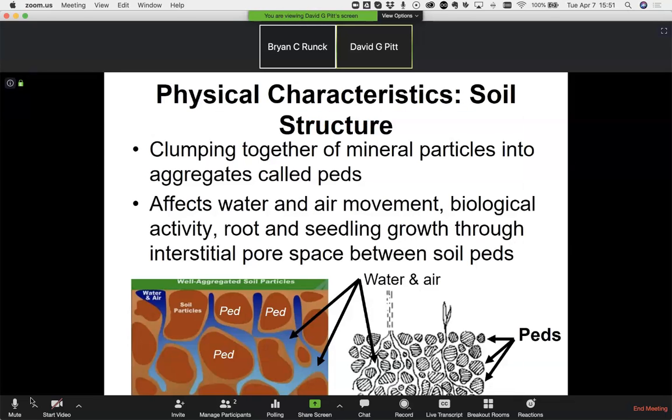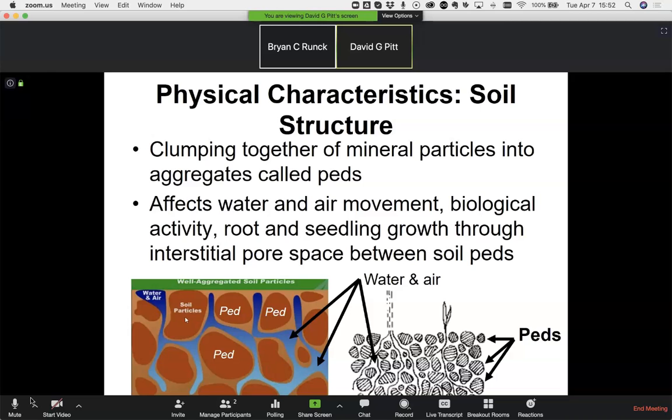Once we have characterized particle size, then we can also talk about soil structure. Soil structure refers to the clumping together of the mineral particles into aggregates that are often referred to as peds. The structure of the soil then affects water and air movement, biological activity, and root and seedling growth through the interstitial pore spaces between the soil peds.